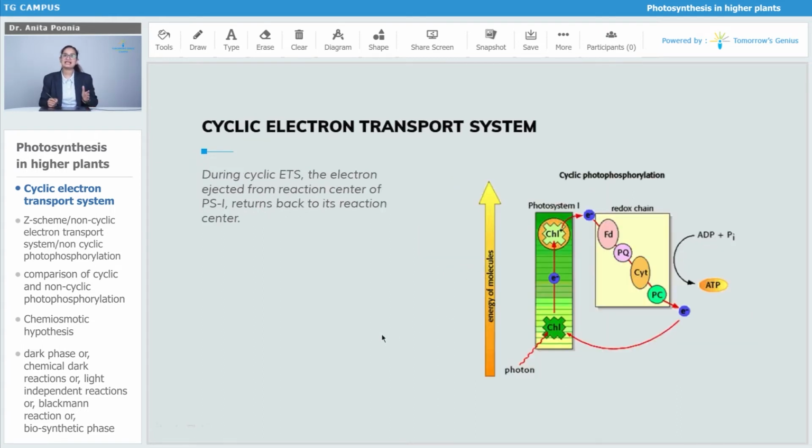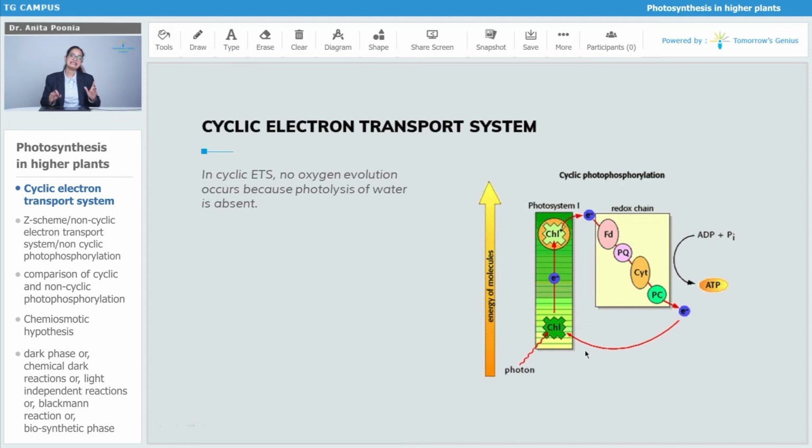Now during the cyclic ETS, the electrons that are ejected from the reaction center of the photosystem 1 return back to its reaction center. And hence we call it cyclic ETS. What happens here? The electrons that are ejected from the reaction center of the photosystem 1 return back to its reaction center, and that's a cycle, and hence we call it cyclic ETS.